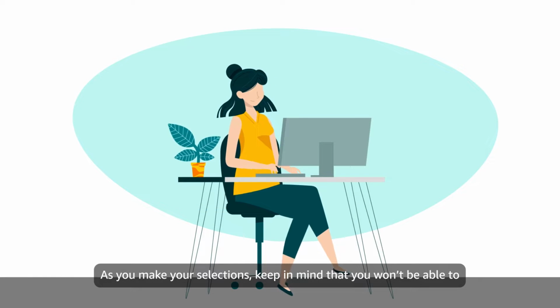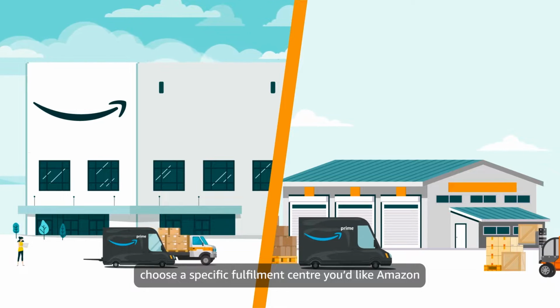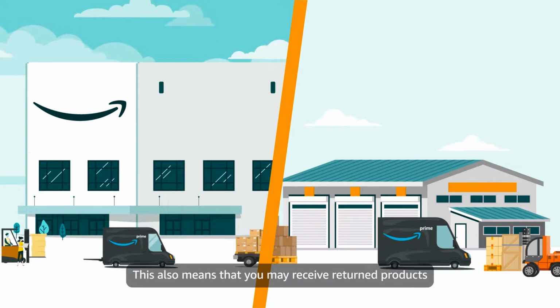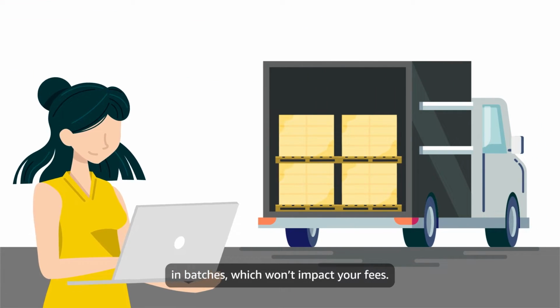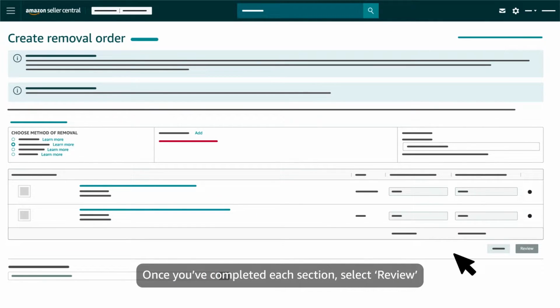As you make your selections, keep in mind that you won't be able to choose a specific fulfillment center you'd like Amazon to return or dispose products from. This also means that you may receive returned products in batches, which won't impact your fees. Once you've completed each section, select Review to confirm your entries and submit the removal order.